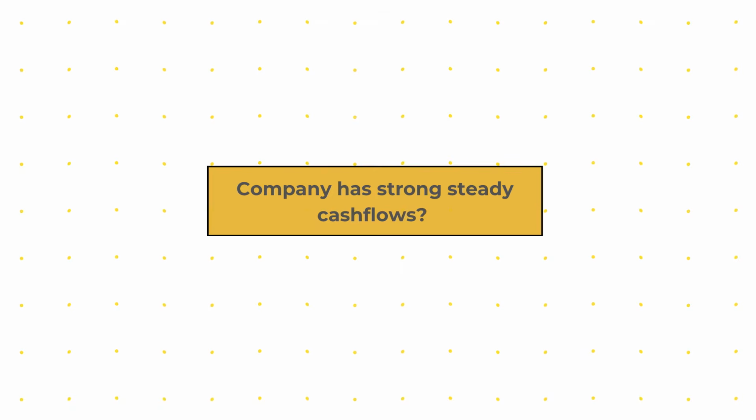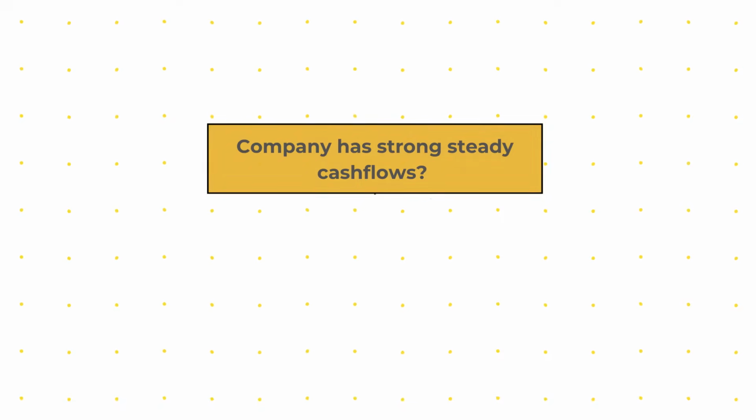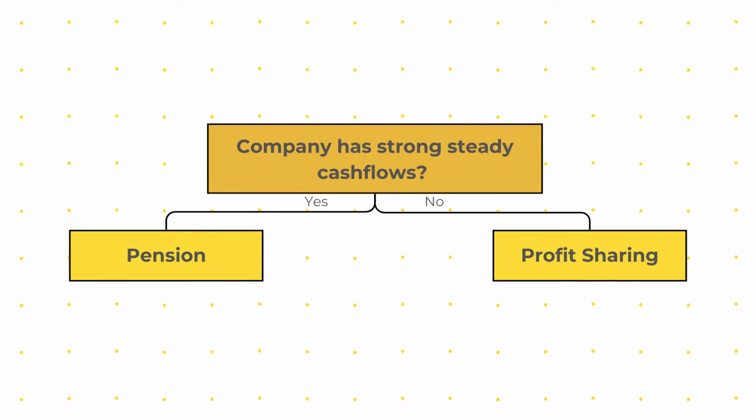The first split we need to consider is whether the company can sustain mandatory annual contributions or whether they need more flexibility. On the exam, they might use that exact language, or they might mention that the company has strong, steady cash flows, or that it has moderate or maybe even irregular profitability. Same idea. This first split, it's all about splitting between pension plans and profit sharing.